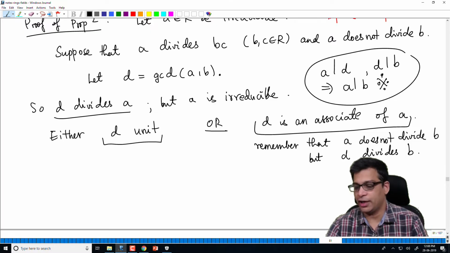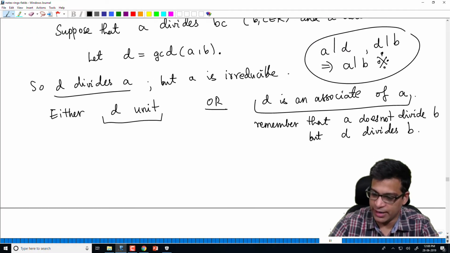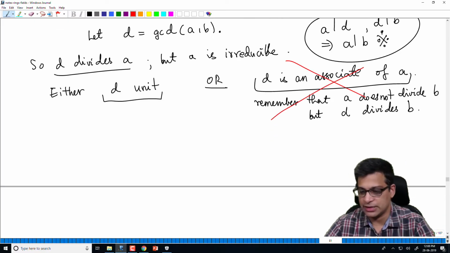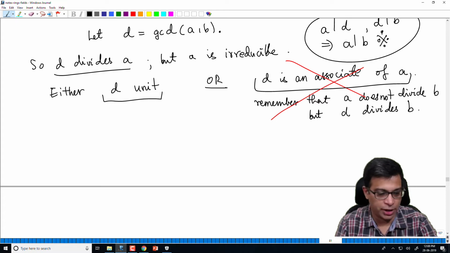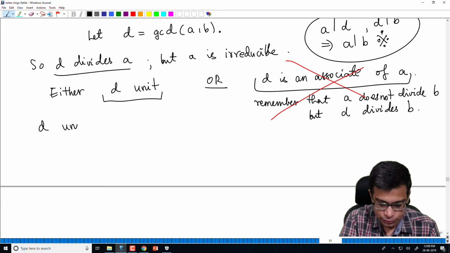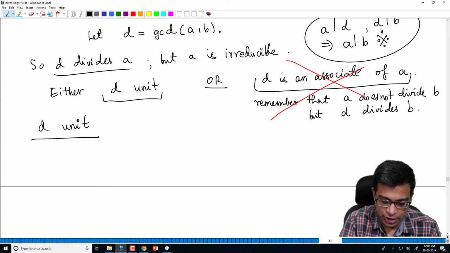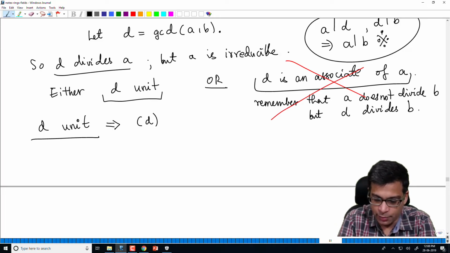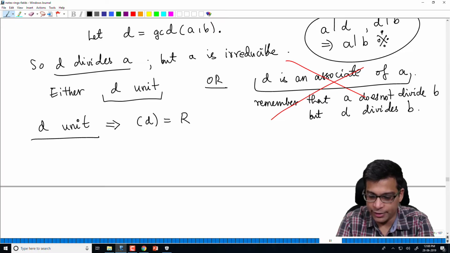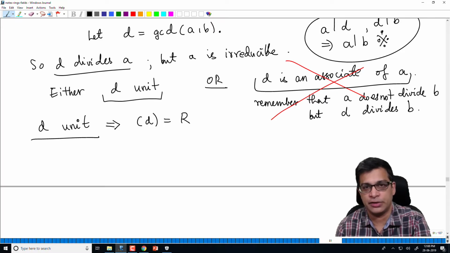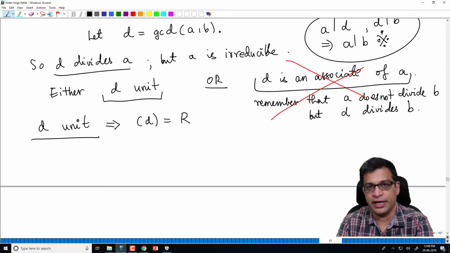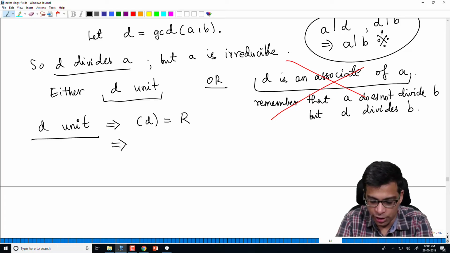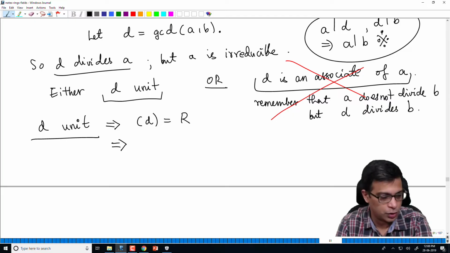So in other words, D and A cannot be associates. So this case cannot occur, right? I'll put it like that. This case cannot occur. So D must be a unit. So D is a unit. But this means the ideal generated by D is entire R, because a unit is an element which has a multiplicative inverse. That means D times some element is 1. That means 1 is in the ideal generated by D. In other words, it is equal to R.